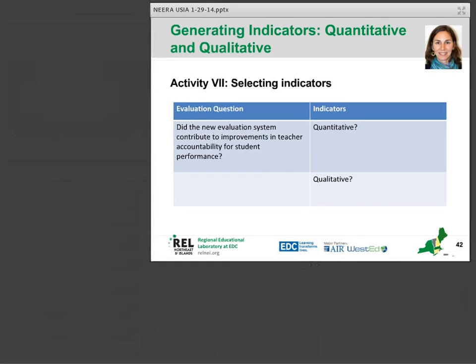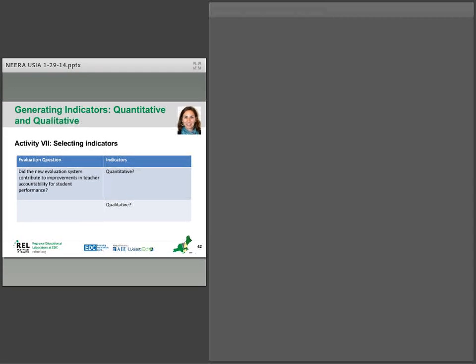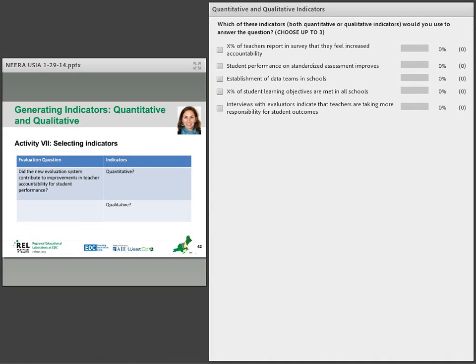So here we are going to do something a little different. We're taking you to a poll, and there's not one right answer, but we're going to ask you to think about what indicators, and the indicators we put here are both quantitative and qualitative, you would choose if you could choose only 3 indicators to measure whether or not your new evaluation system is improving teachers' accountability for student performance.